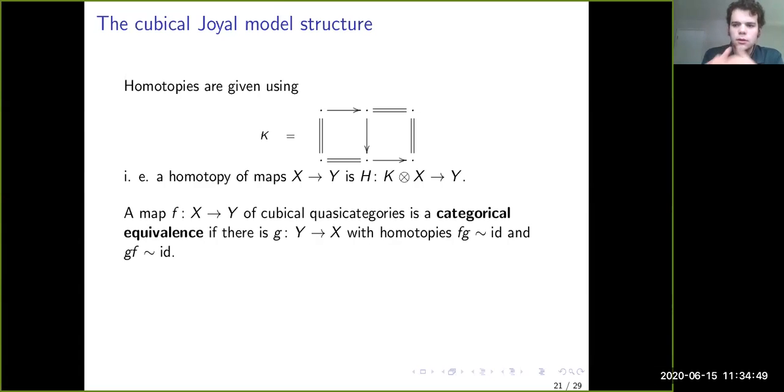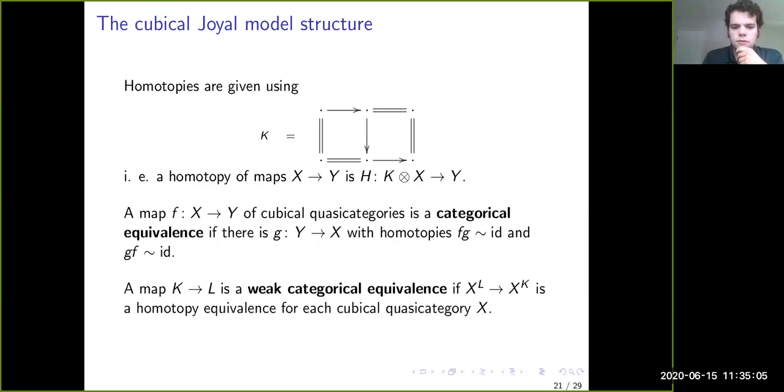And so we can define categorical equivalence in terms of this concept of homotopy as maps that have homotopy inverses with respect to this definition of homotopy. And we can define a weak categorical equivalence between cubical sets to be a map which induces categorical equivalences. Again, there's a typo here. This should say categorical equivalences on mapping spaces into cubical quasi-categories.